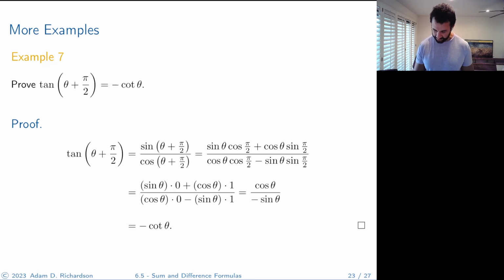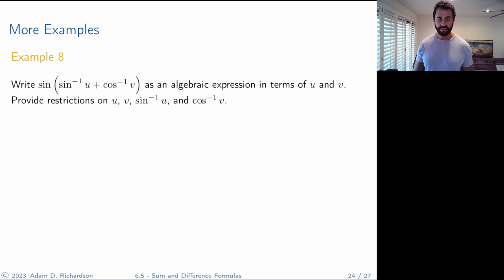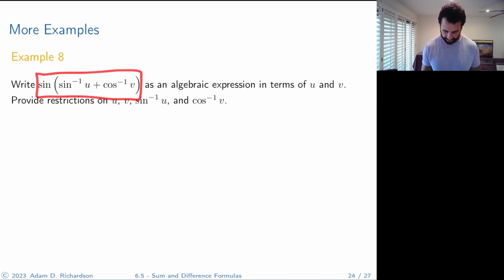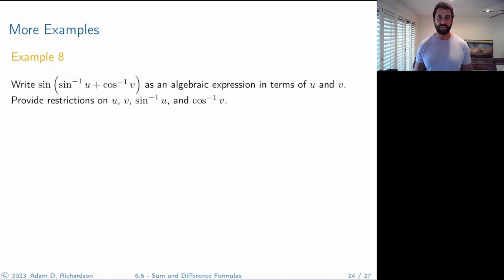All right, so now we're just going to do a couple more examples, and then we'll call it a day. So this is a fun one to do. Remember that sometimes we don't really need to see these angles as actual numbers. We can just see them as angles. So let's try to write this expression as an algebraic expression in terms of u and v. And then we're going to provide restrictions on all of these things.